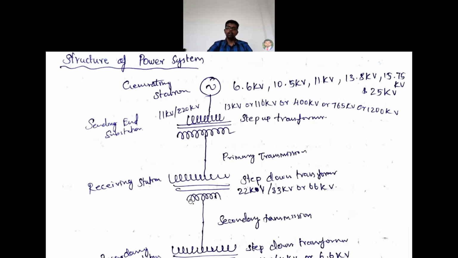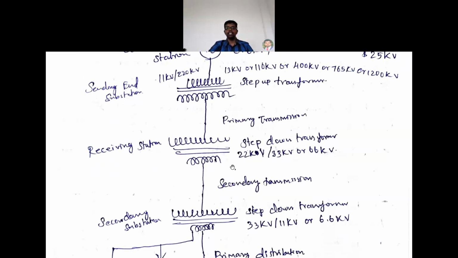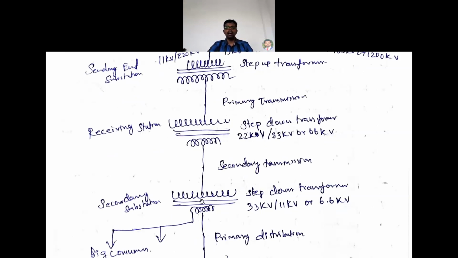Next, the step down transformer, that is the receiving station. So this 440 will be converted into 110, 220, and 220 is again being converted into some 66 or 33 kilovolt. Again, the secondary transmission lines come into the picture. Again it is traveling some distance, some 60 kilometers or 30 kilometers, like that. So again it goes to some secondary substation. So this is a single line diagram, where you are having only one secondary substation.